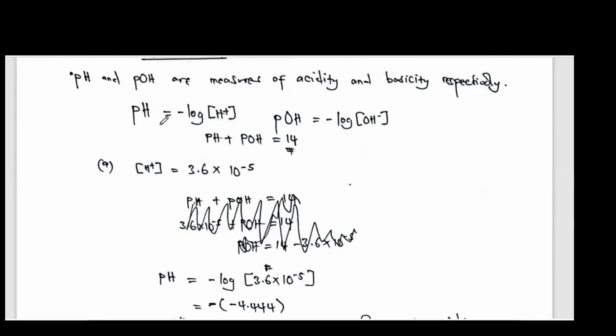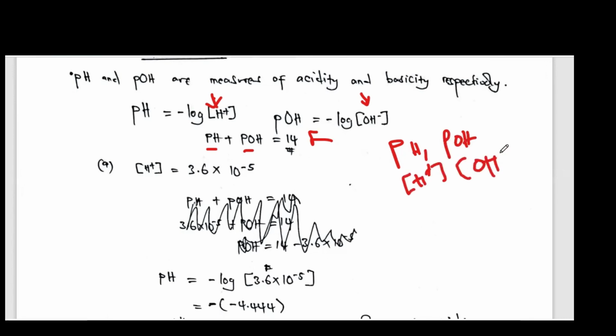So the first one there is that pH is given by the negative log of the concentration of what? Hydrogen ions. Then pOH is given by the negative log of the concentration of hydroxide ions. Another thing you should know is that when you add the pH and the pOH, they should always give you 14. Remember the question said we find the pH, we find the pOH, we find the concentration of hydrogen ions, and then we find the concentration of OH.